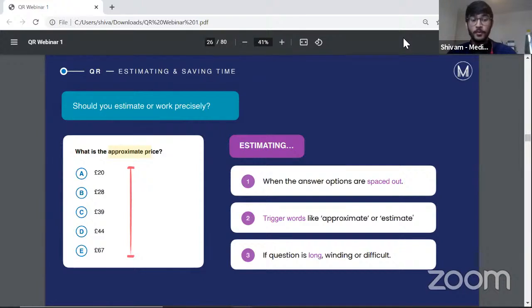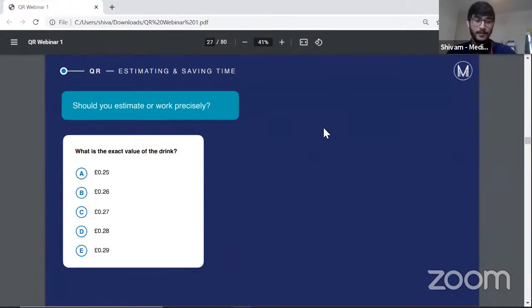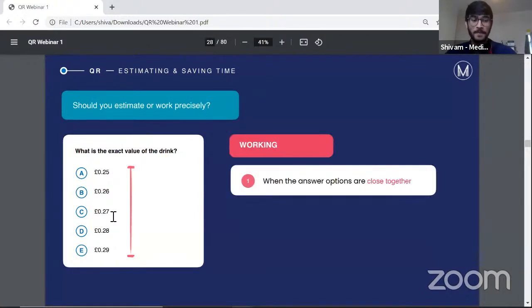For example, we'll go to the next question here actually, if I can get it up. This is a perfect example. So what's the exact value of the drink? We've only got 1p separating every single answer. So of course, there's no way that you can do any form of estimating on a question like this. You need to be exact.